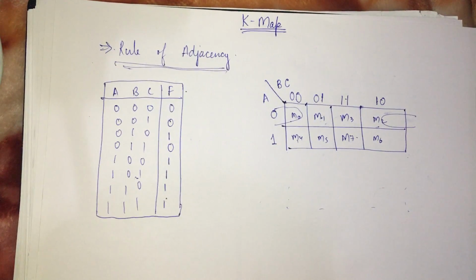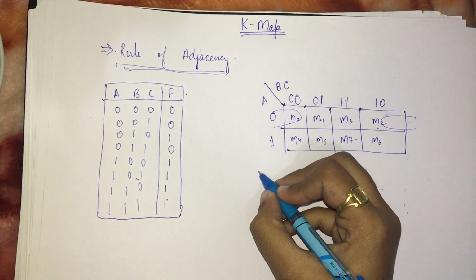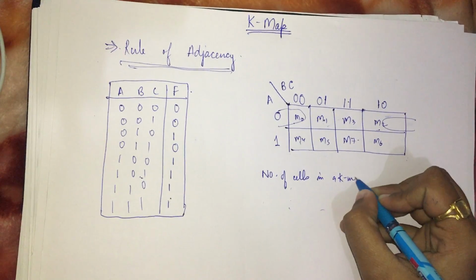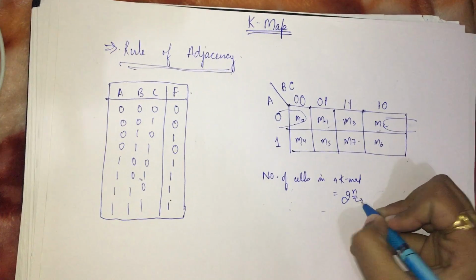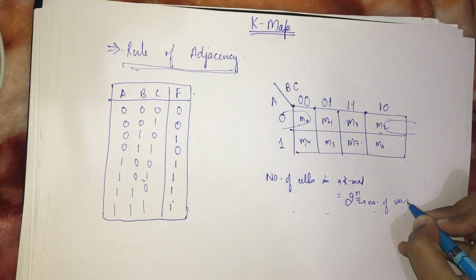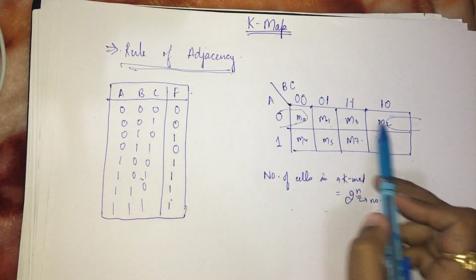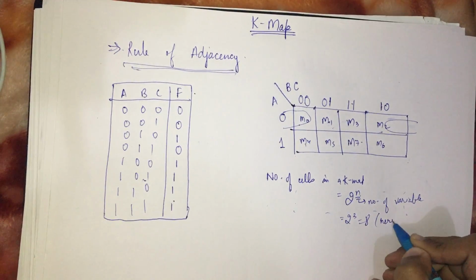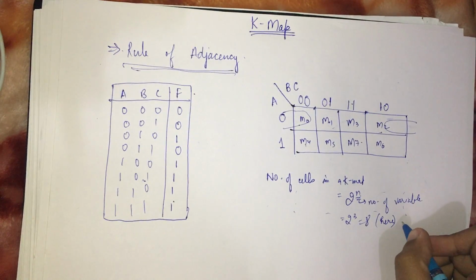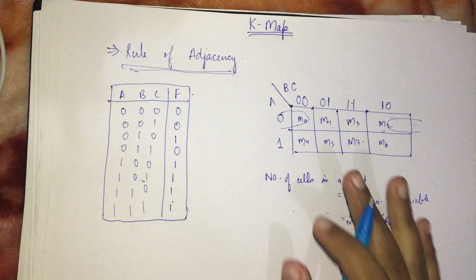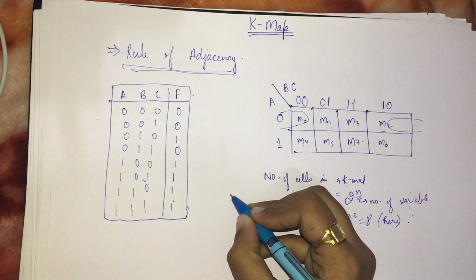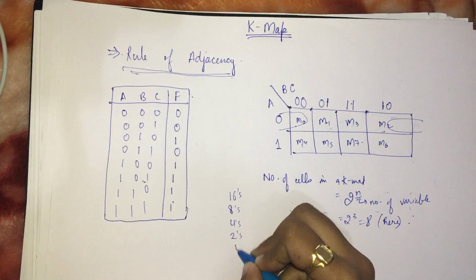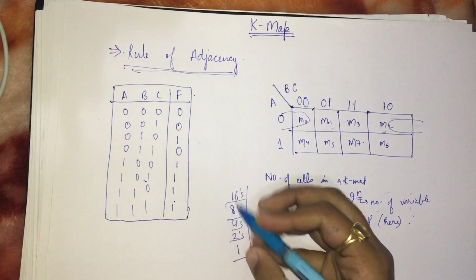Now let's know the number of cells in a K map is equal to 2 power n, where n is the number of variables. Like here the number of variables is 3, so the number of cells in a K map is 2 to the power 3, that is 8. Okay, and so what we have to do, we have to make a group of maximum number of ones, and the groups will always be in the power of 2. That is, 16s or 8s or 4s or 2s or any single one. Only these groups can be formed.